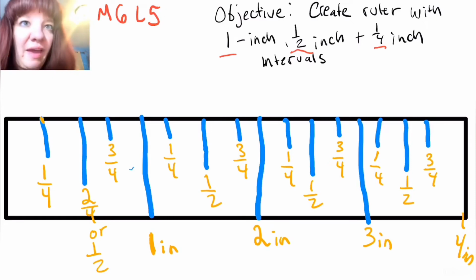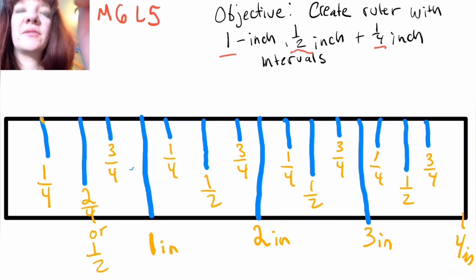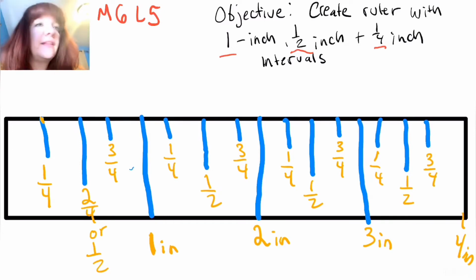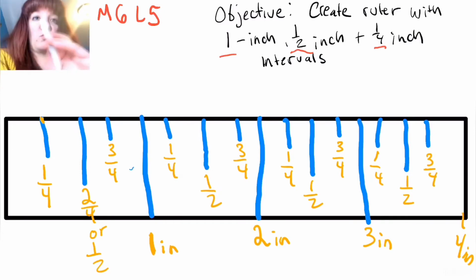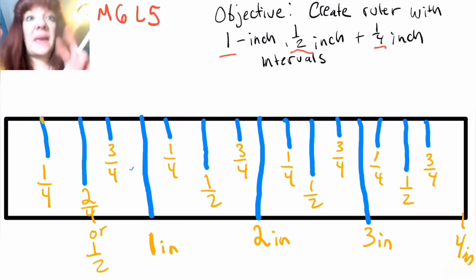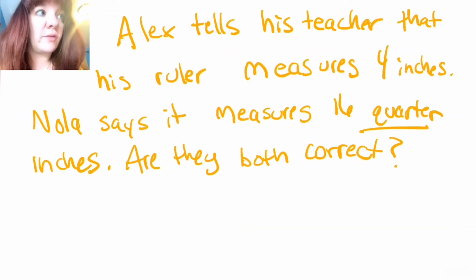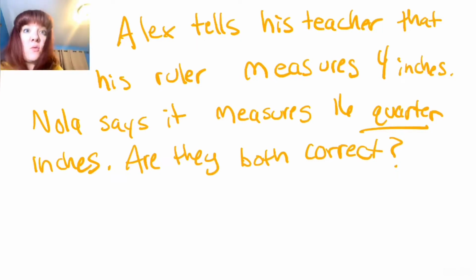Isn't this a cool app? I'm really just getting used to it right now, so thanks for your patience. So let's take a look. Now, knowing we have this ruler here, or in the textbook it calls it a paper ruler, in looking at this ruler, let's try to answer this next question. Alex tells his teacher that his ruler measures 4 inches. Nola says it measures 16 1/4 inches. Are they both correct? Explain using pictures, words, and numbers.